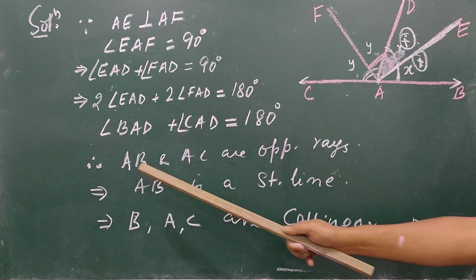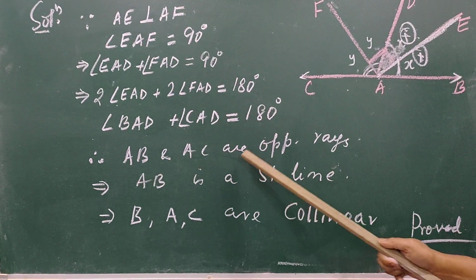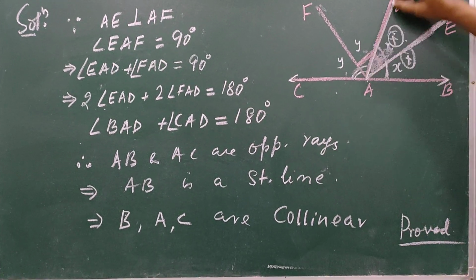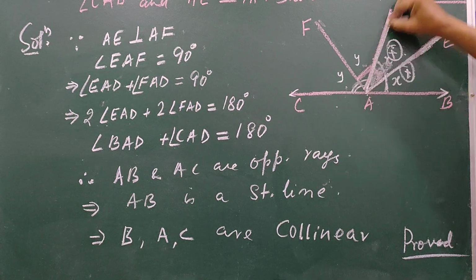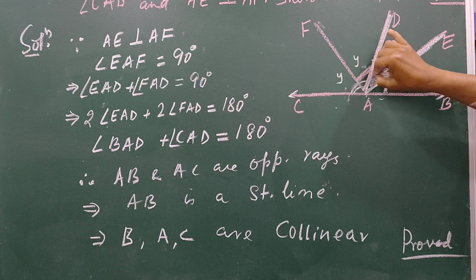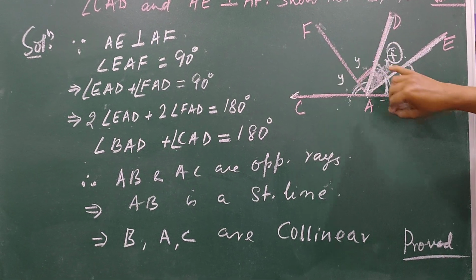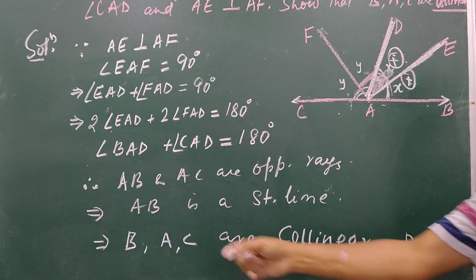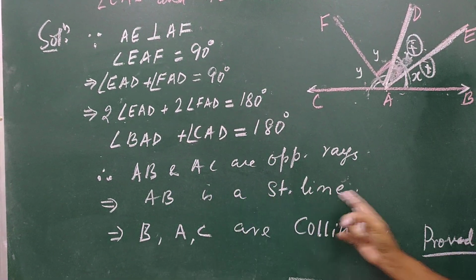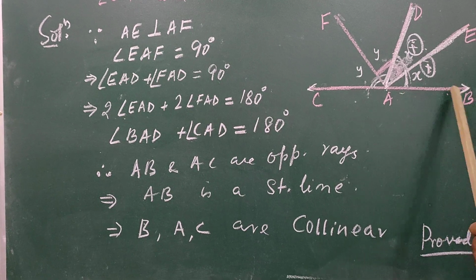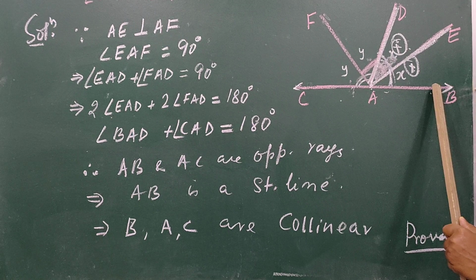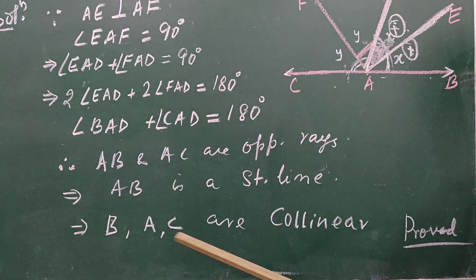And you can say AB and AC are opposite rays. When this line behaves as a ray standing on this, these two are adjacent angles with opposite rays. Therefore we can say AB and AC are opposite rays. Hence BC is a straight line, and these three points are standing on the same line, hence they are collinear.